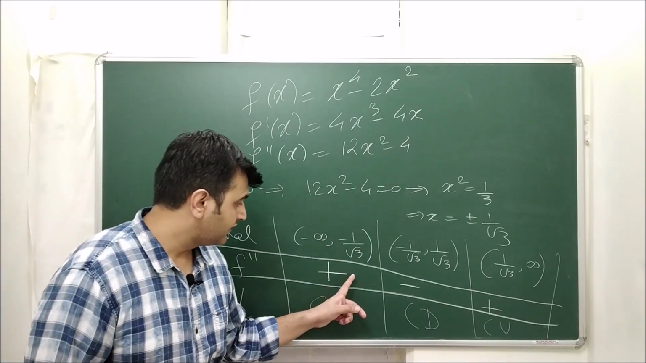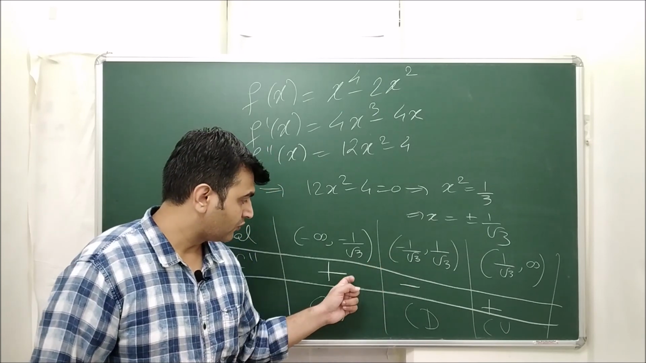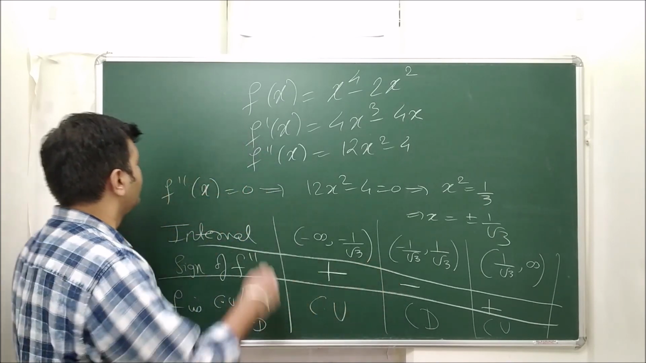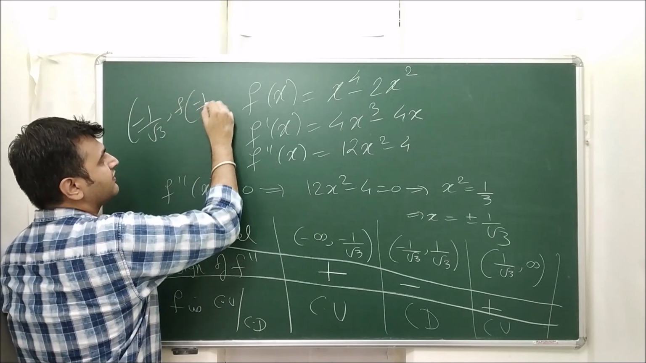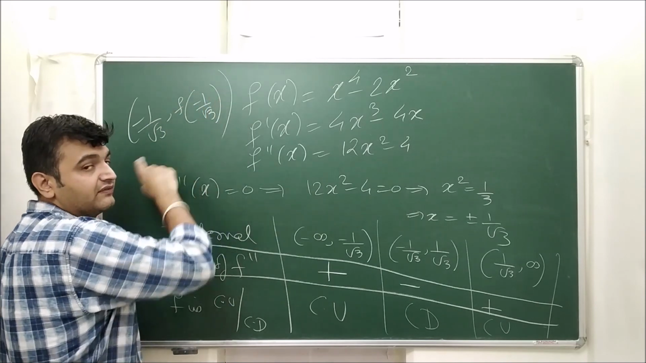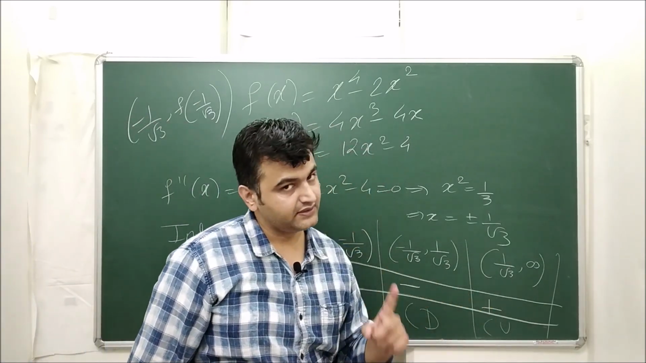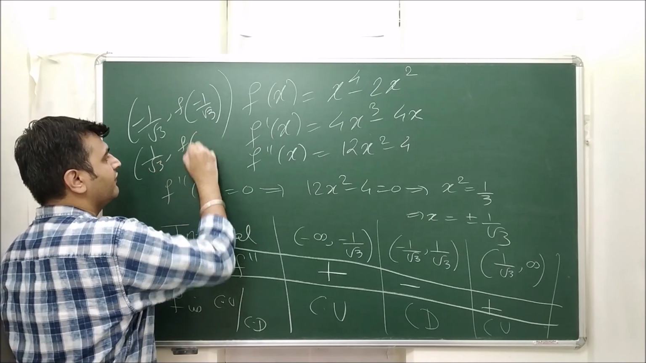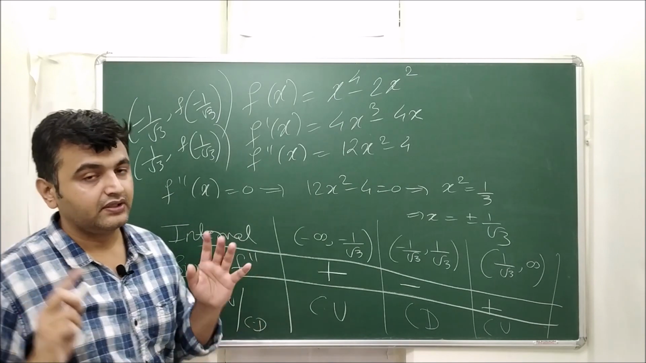Okay, and here, at minus 1 by root 3, is it changing sign? Yes, from positive to negative. So yes, concavity is changing. So you find minus 1 by root 3 and find f of minus 1 by root 3. Then this is your inflection point. At 1 by root 3, is f double dash changing sign? Yes. So therefore your 1 by root 3 and f of 1 by root 3, this point on the graph, is also an inflection point.